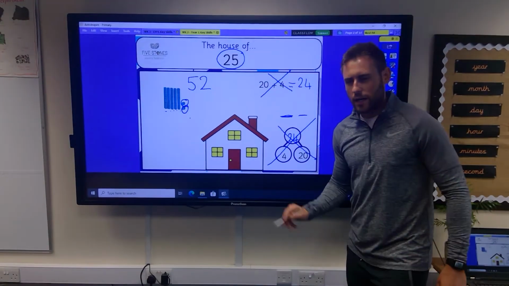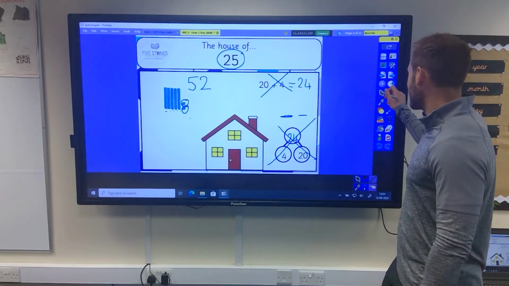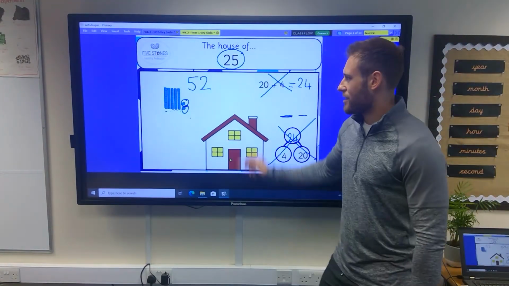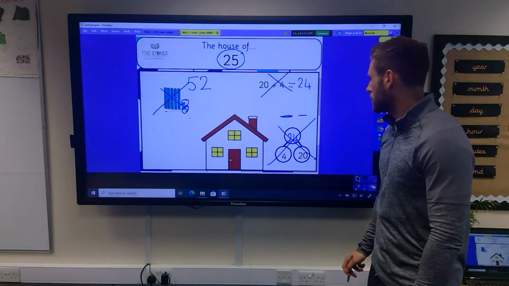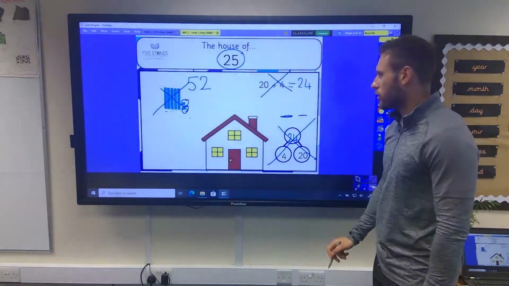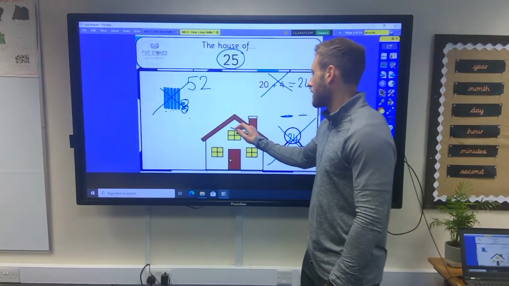Can 52 go in our house of 25? No, it can't, can it? I think they might have mixed their 10s and their 1s up. So let's have a little look inside of our house of 25 and see who we had in there.